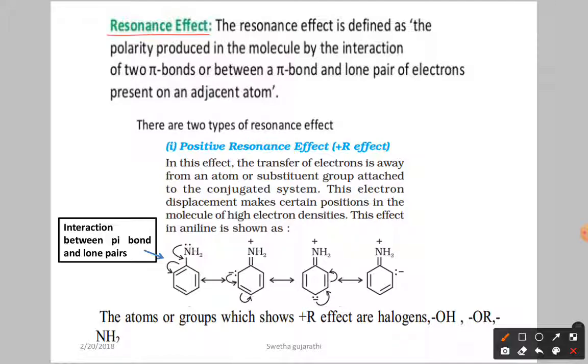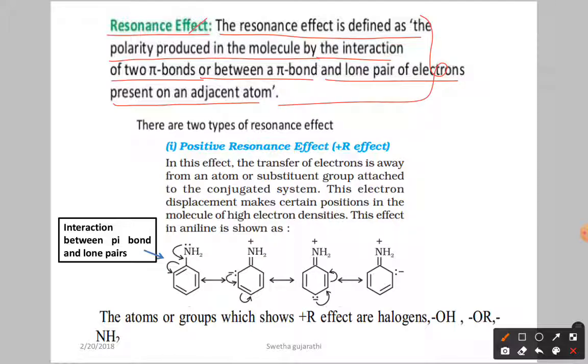Now let us discuss our second permanent effect, that is called the resonance effect. Now what does the resonance effect mean here? The resonance effect is defined as the polarity produced in the molecule by the interaction of two pi bonds, or between pi bonds and a lone pair of electrons present on an adjacent atom. So what does this mean here? Before going into this, I will give clarity about this one, then I will go further.